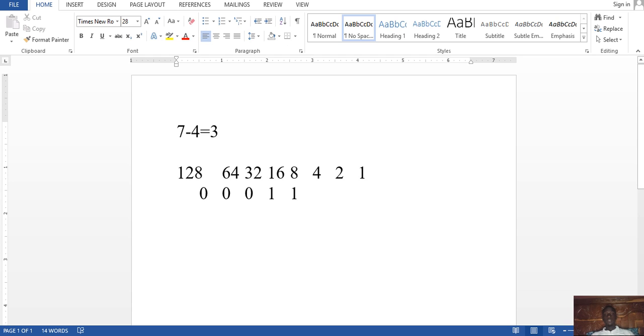3 can be subtracted, so therefore I'm going to put 1 underneath 4. This side and this side have to go together at the same time. So what you're doing is, the next value is 2. Can 2 be subtracted?